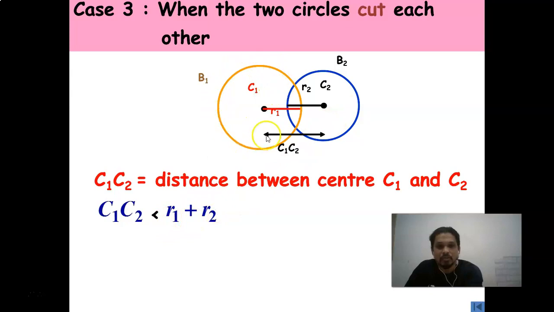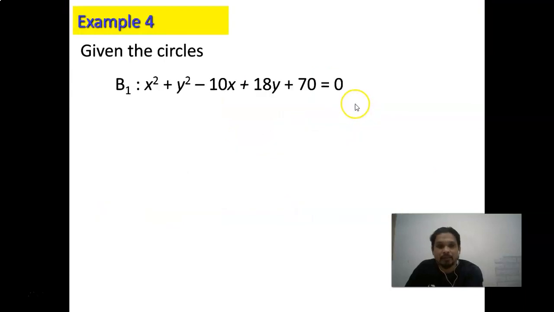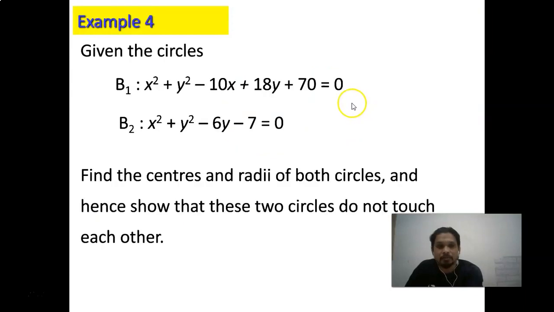But you can also predict from these pictures by seeing the distance from center to center and comparing it with the radius of both circles. Okay, Example 4: given the circles B1 and B2, find the centers and radius of both circles and hence show that these two circles do not touch each other.